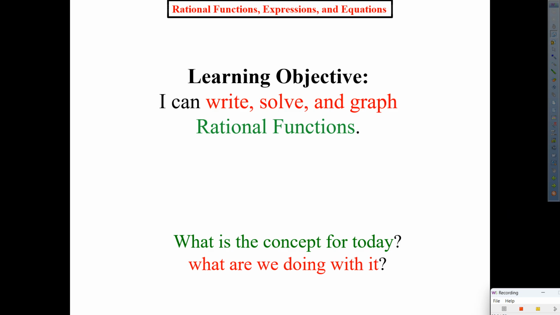I can write, solve, and graph rational functions. Today I'm only going to focus on the graphing portion, okay? Now, I know in the video I left you a video that did the graphing and the writing from a graph. But I was sensing in the force that I needed to slow down a bit. So today we're just going to do the graphing portion, okay?